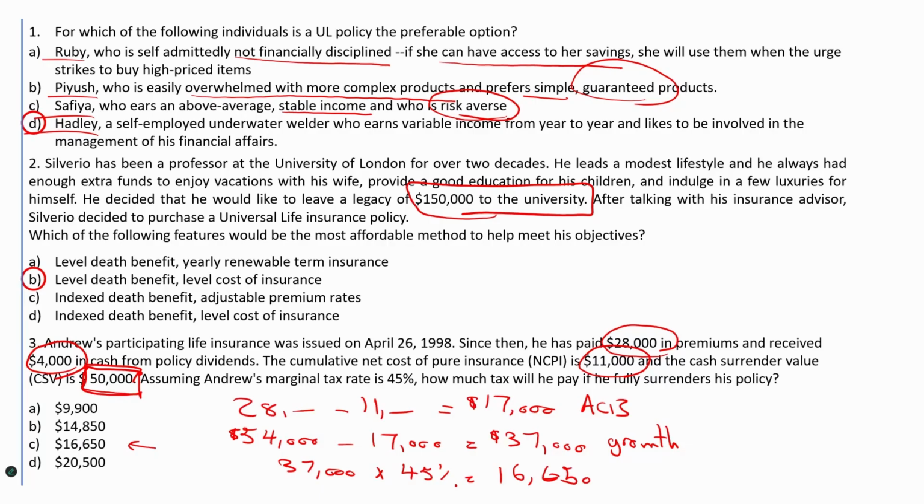This is how we calculate it. We added whatever gain he made, basically the cash value and the dividend. We deducted the ACB out of that. And then because it was a whole life policy, there was no 50% tax exempt. So we just immediately multiplied it by the tax rate. All right, and that is how we got to the answer of 16,650.